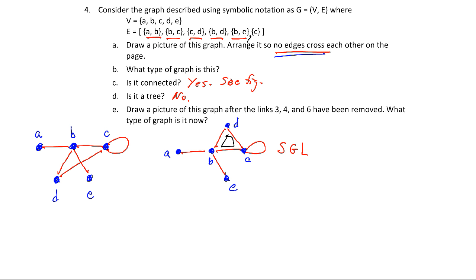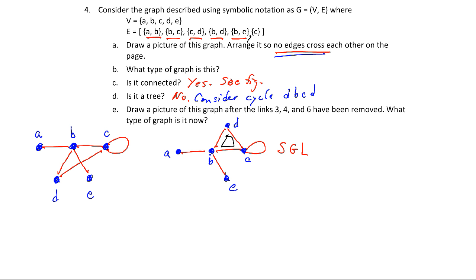So consider the cycle. To disprove that it's a tree, consider cycle D, B, C, D. That's going around this little triangle from D to B to C to D. And draw this picture of this graph after links 3, 4, and 6 have been removed. What type of graph is it now? Well, I guess we have to assume that the links are in order here. And 1, 2, 3, we're going to remove CD.